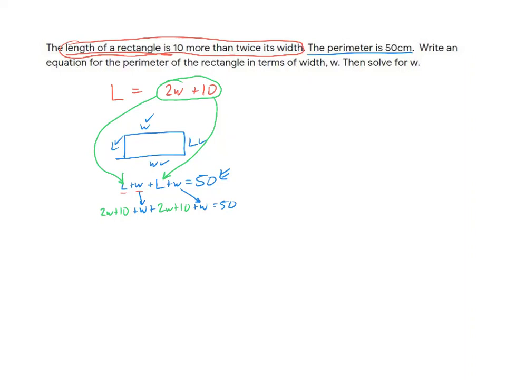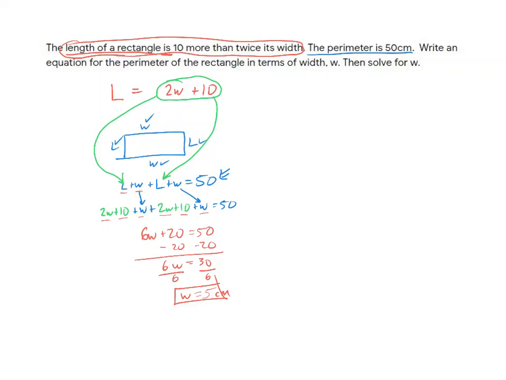And now it's just solving an equation, right? There's only W's, so I'll put those guys together first. 2W, W, 2W, W. So that gives me 6 W's total. And then I've got 10 plus 10, which is plus 20. That should equal 50. Then I just solve, right? Minus 20, 6W equals 30. Divide both sides by 6, and I got W equals 5. There you go, W equals 5 centimeters.